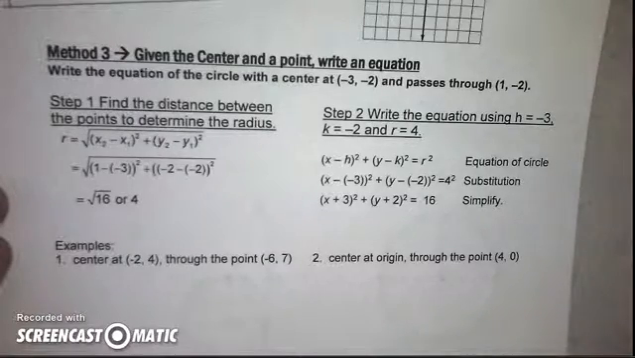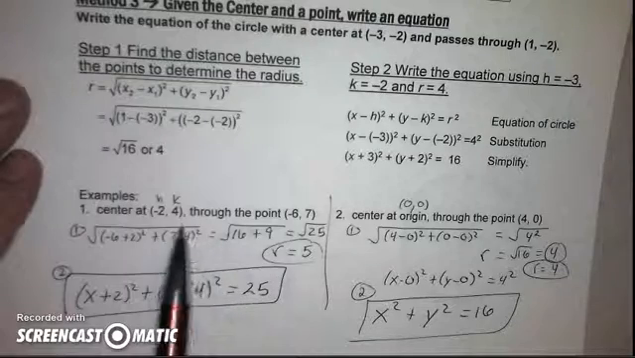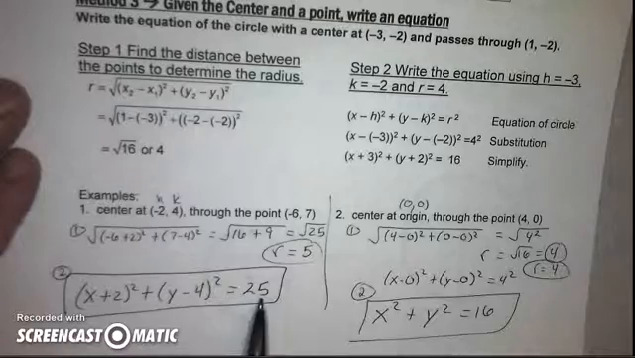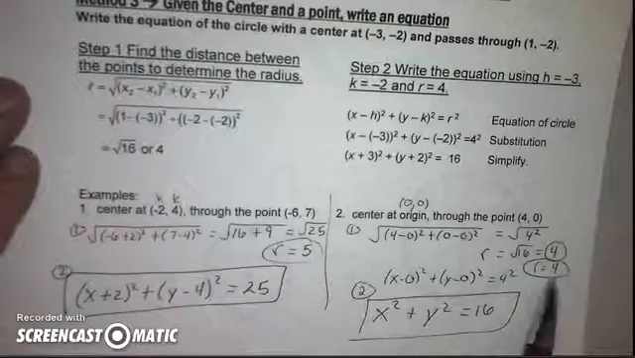Alright, these are the answers you should get. When you do the distance formula for these two, you get a radius of 5. So that's your equation for the first one. And then for the next one, you get a radius of 4, so that's your equation.